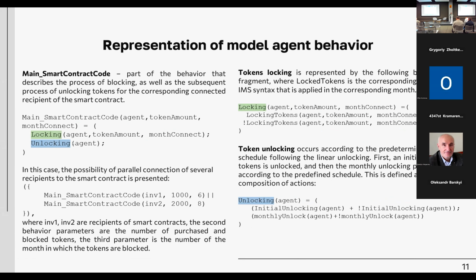On this slide, we can see the main smart contract code. It's a part of the behavior that describes the process of blocking, as well as the subsequent process of unlocking tokens for the corresponding connected recipient of the smart contract. In this part, we can see the sequential composition of locking and unlocking behaviors. Token locking is presented by the following behavior. It's green on the slide, a code fragment, where locking tokens is a corresponding action in the IMS syntax that is applied in the corresponding month. And token unlocking occurs according to the predetermined unlocking schedule following the linear unlocking. First, an initial quantity of tokens is unlocked, and then the monthly unlocking process occurs according to the predefined schedule. And this is defined as a sequential composition of actions.